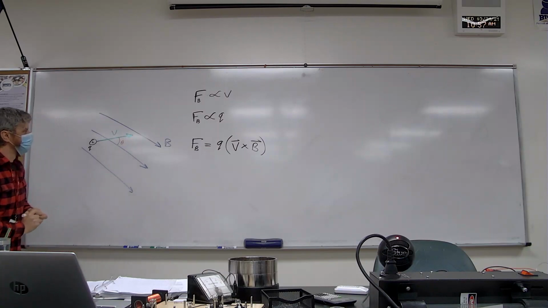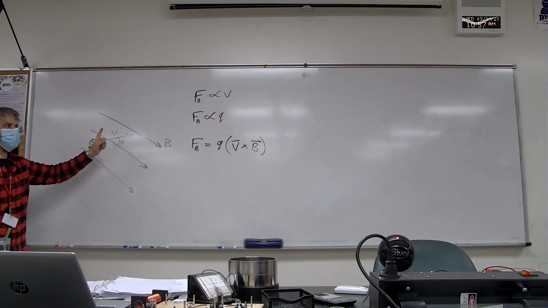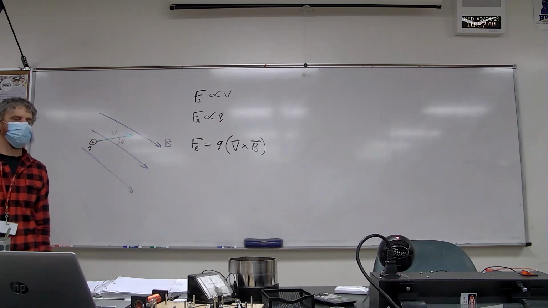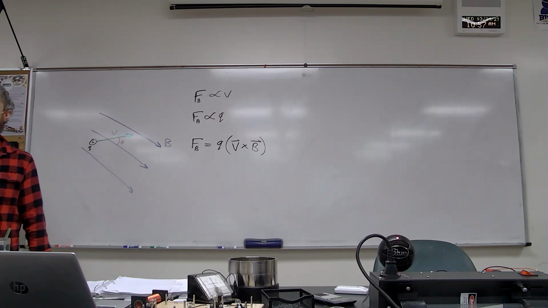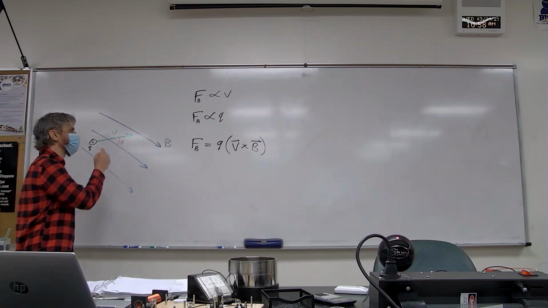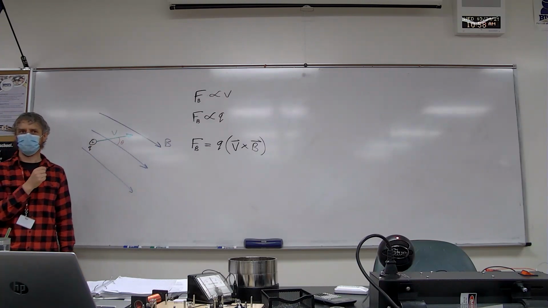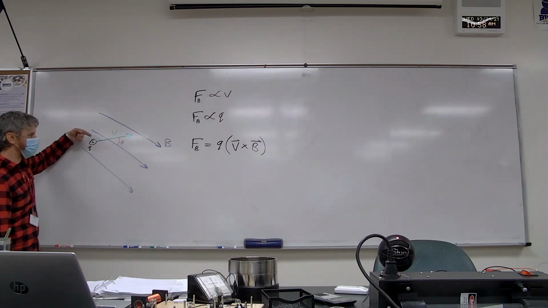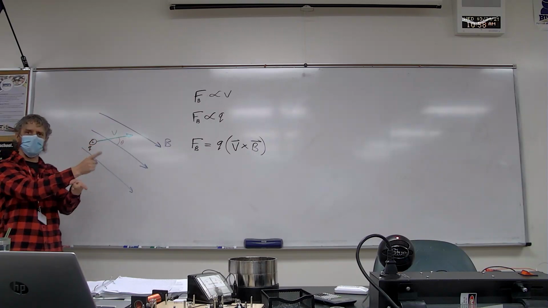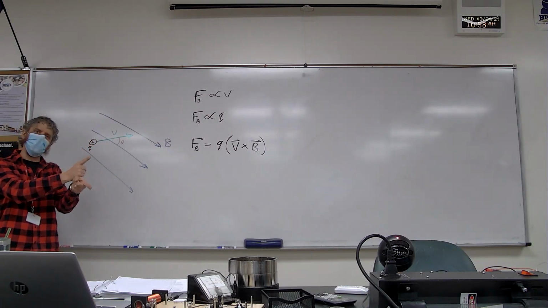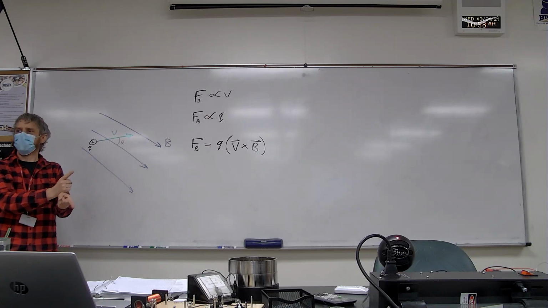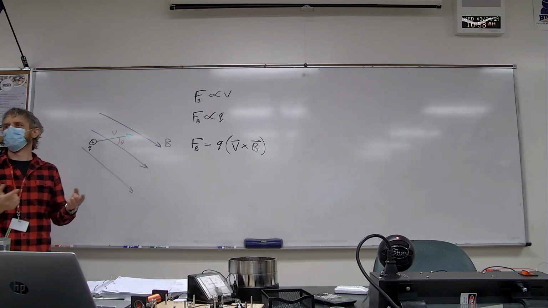Theta. There's an angle between B and V. So if I wanted to calculate the magnetic force, the magnitude would be Q times V B sine theta. But the direction is still going to be mutually perpendicular to both. So if B and V are in the same plane, it doesn't matter what the angle is, the cross product is going to give you a direction that is mutually perpendicular to both.